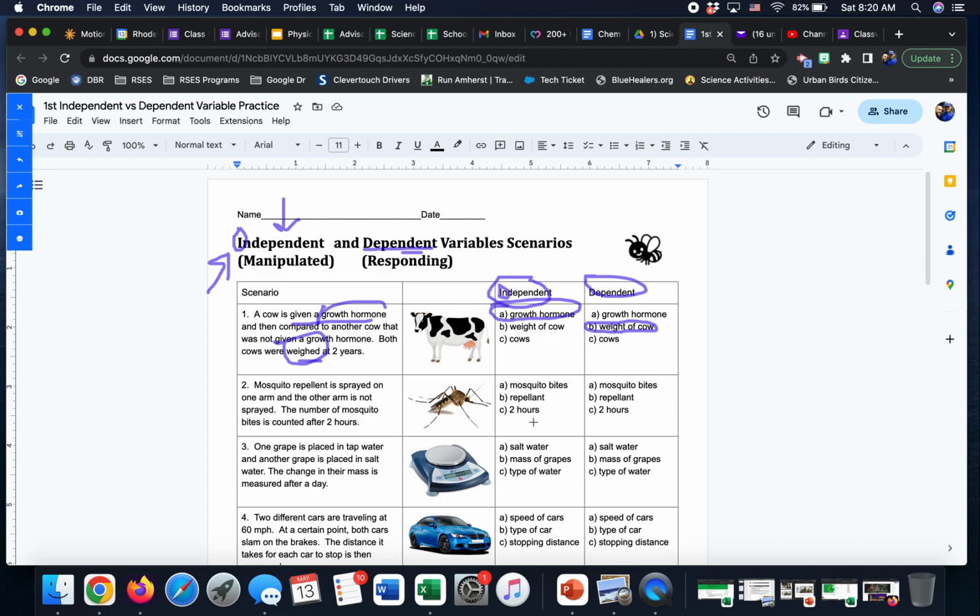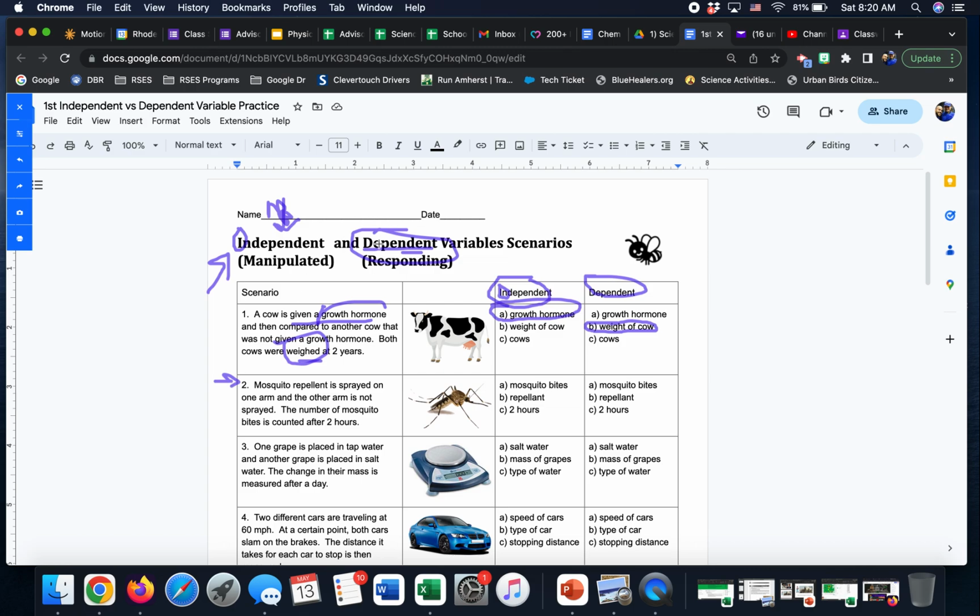All right, for number 2, I'm going to cross this off. I'm going to look for the dependent variable first. Some people are good at finding independent first, some dependent. You pick which one works for you better and just stick with it. So number 2 here, we said the mosquito repellent is sprayed on one arm and the other arm is not sprayed. The number of mosquito bites is counted after 2 hours.